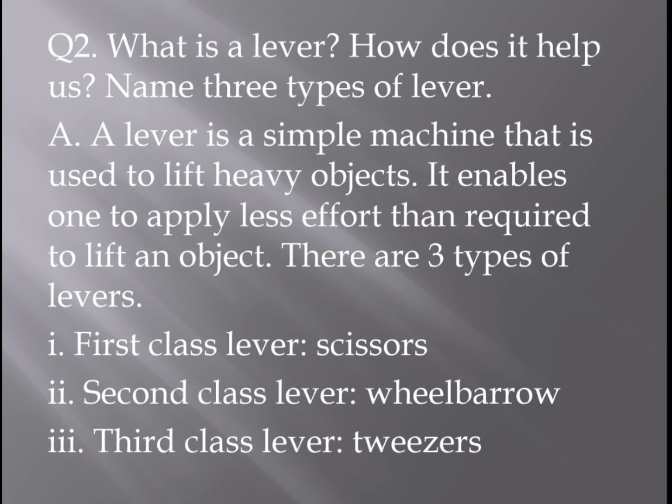Okay, so lever is a simple machine which helps us to lift the heavy objects, isn't it? And it enables one to apply less effort, means with less effort we can raise the heavy objects. That's what we have learned, isn't it? And we have learned about three types of levers, isn't it? So I have written these. So write these two answers in your classwork and please learn it, children.